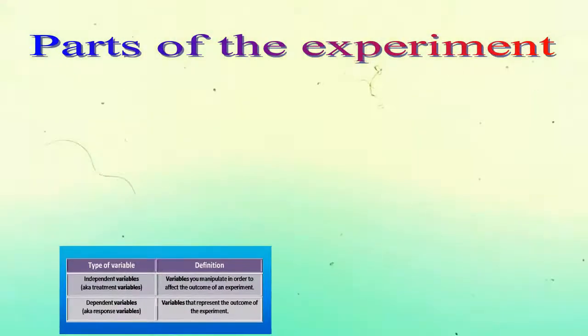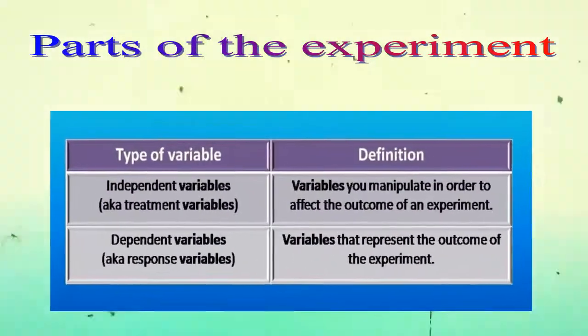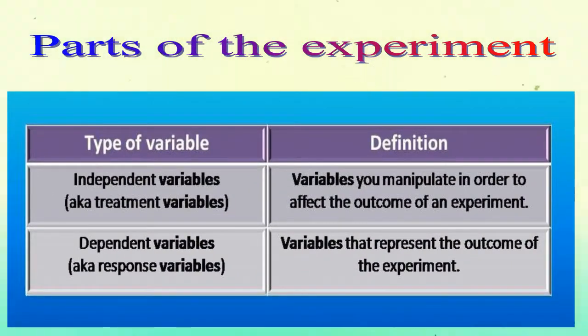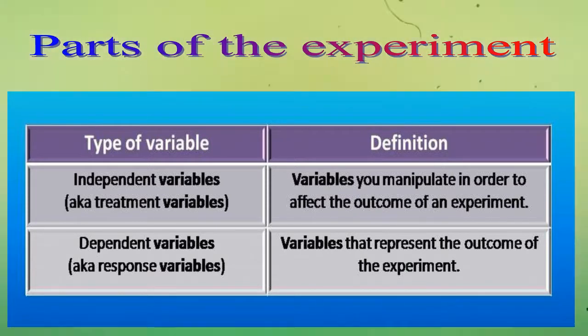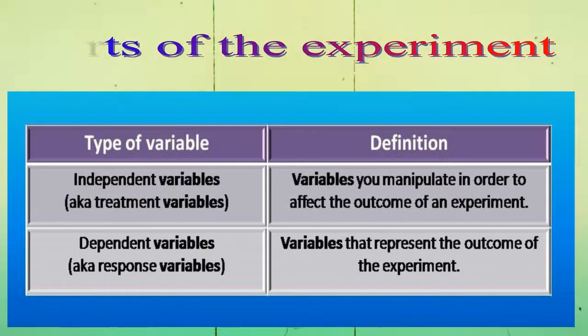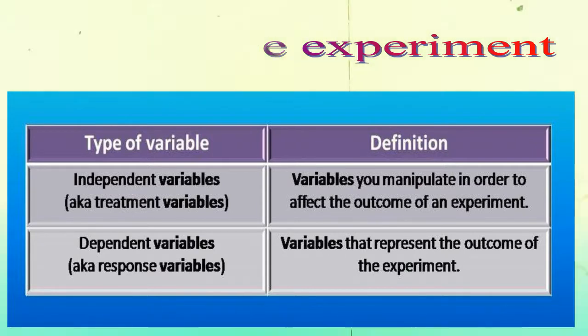Parts of the experiment. Type of variable. Independent variables, aka treatment variables. Dependent variables, aka response variables. Definitions: variables you manipulate in order to affect the outcome of an experiment. Variables that represent the outcome of the experiment.